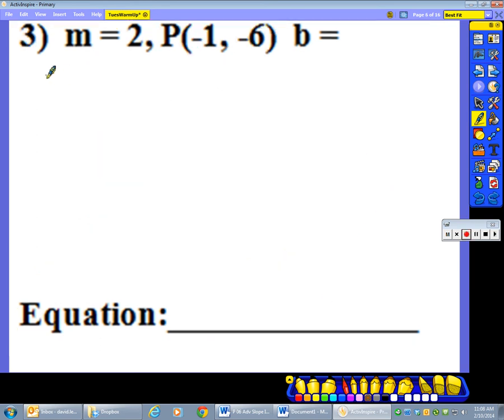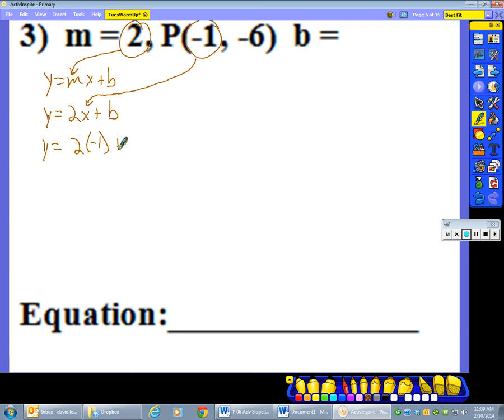Number 3. Again, I'm going to use y equals mx plus b. I'm going to sub in my slope. So now my equation looks like this: y equals 2x plus b. And then I'm going to sub in my x value. So y equals 2 times negative 1 plus b. And then I'm going to sub in my y value. Negative 6 equals 2 times negative 1 plus b.